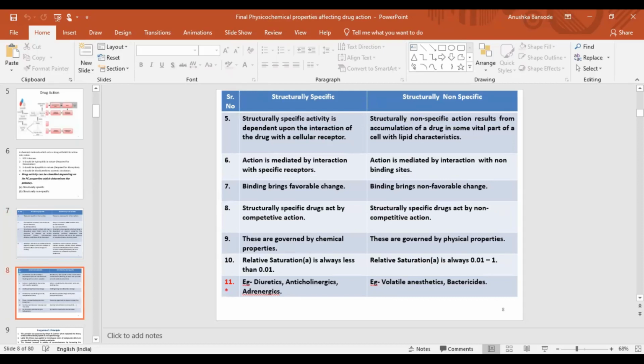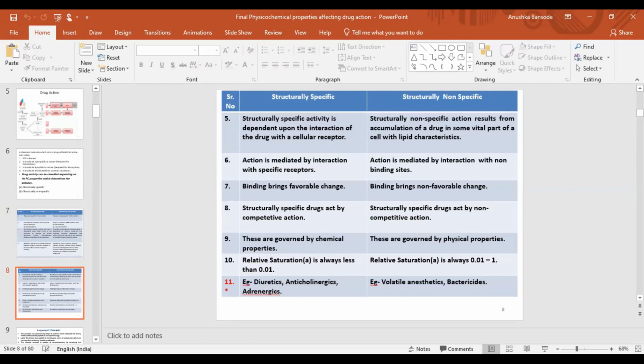Structurally specific drug action is mediated by interaction with receptors, specific receptors, whereas in structurally non-specific, the action is mediated by interaction with non-binding sites. Now, binding brings favorable changes when it comes to structurally specific drugs. Binding brings non-favorable changes when it is structurally non-specific drugs. Structurally specific drugs act by competitive action, whereas structurally non-specific drugs act by non-competitive action. Structurally specific are governed by chemical properties, whereas non-specific are governed by physical properties.